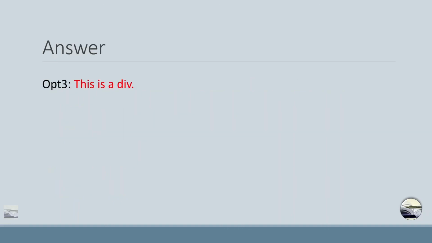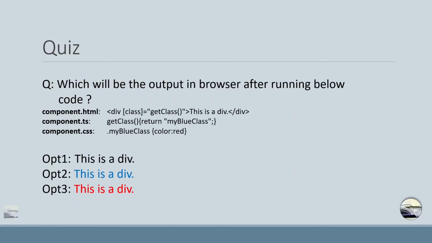So the correct answer is option 3. This is a div in red color. So basically, you can use a method as well in order to return some classes based on some of the manipulations, and you can change the view according to the user's requirement.